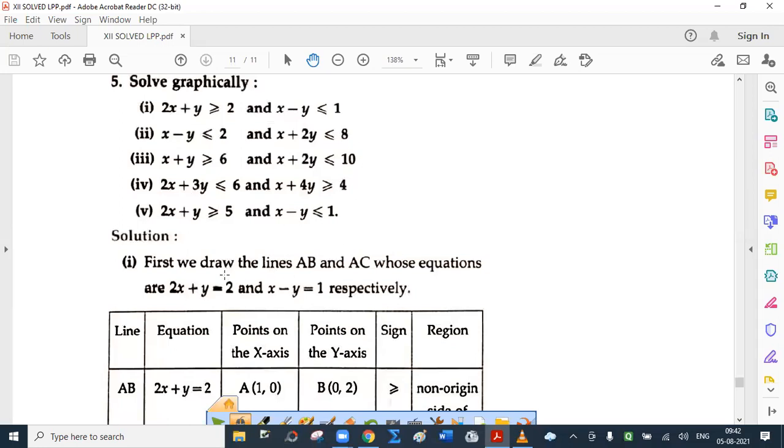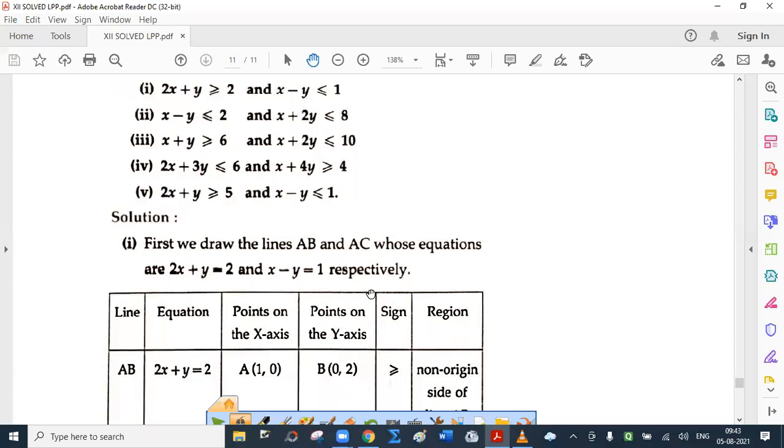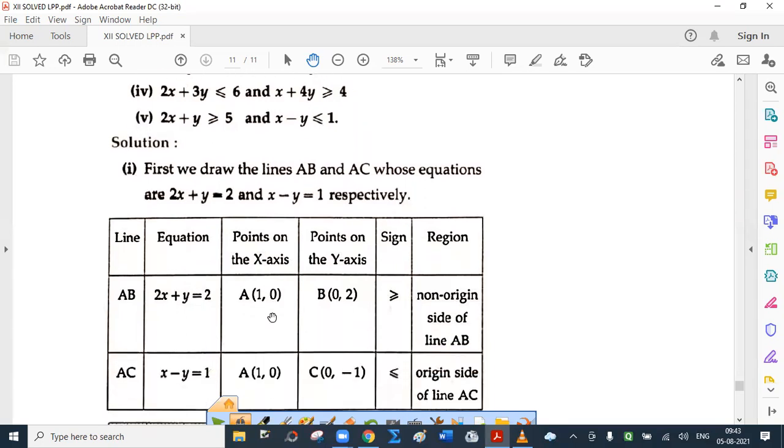So I usually start with, first we draw the lines. I do not write the name, whose equations are respectively. And if I come to know that one point is in common, then I write AB and AC. Otherwise, AB and CD. Okay.